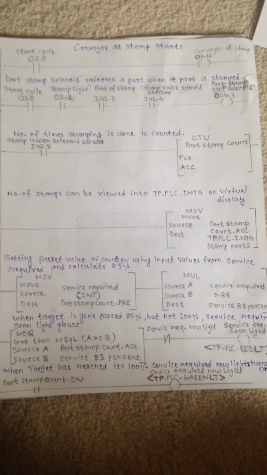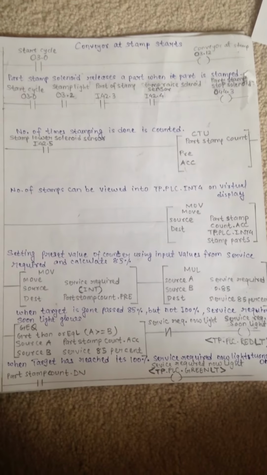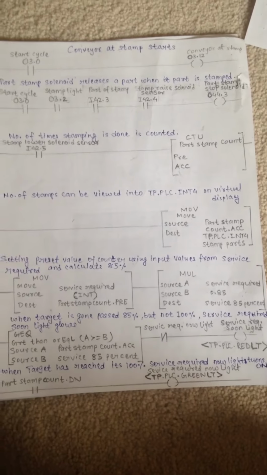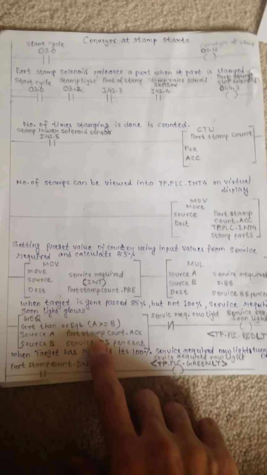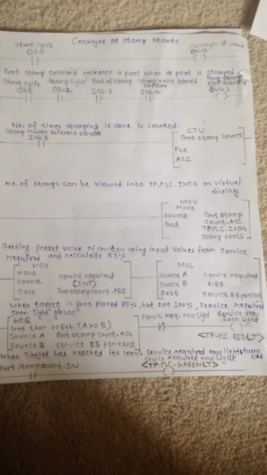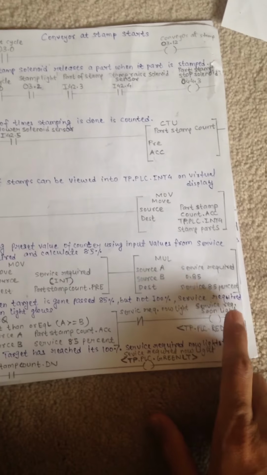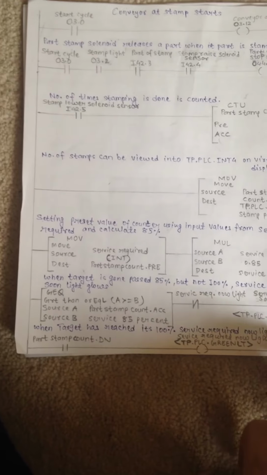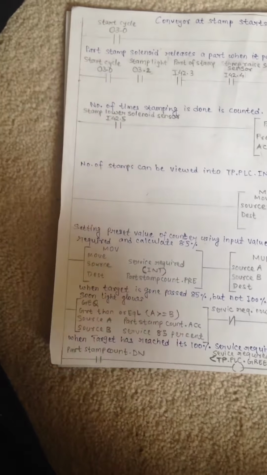Let's set the preset value of the counter using service required integer. And let's take 85%. If the target has passed 85%, then the service required soon light turns on, which has an alias address of TP-PLC real red LT, which is the red light.